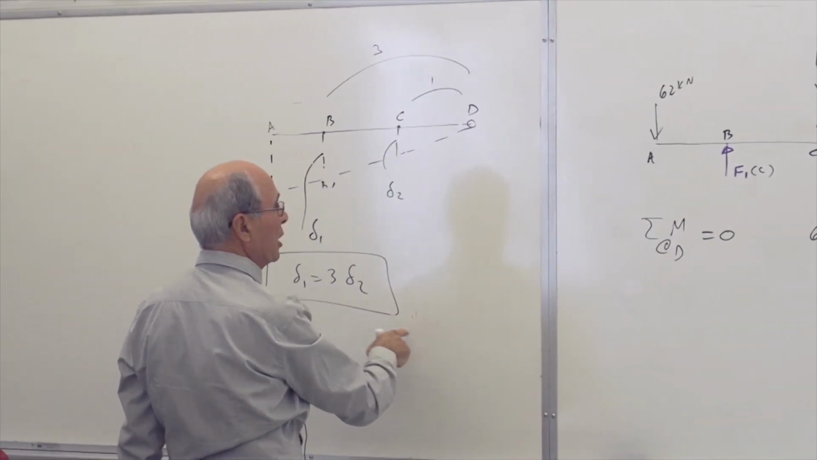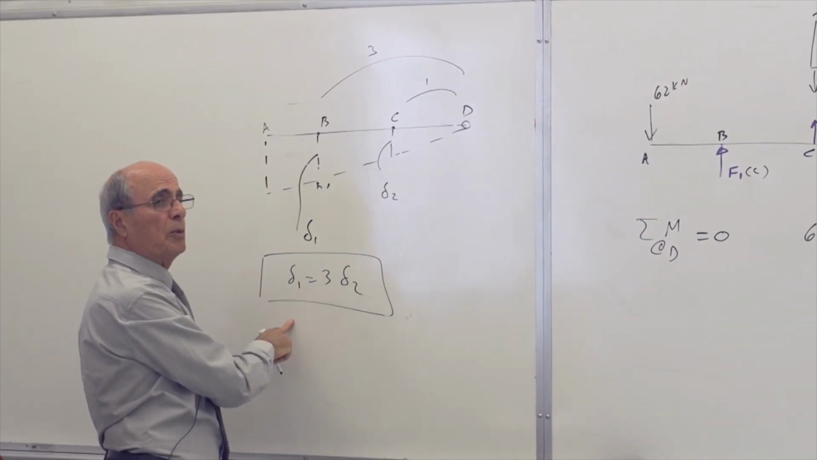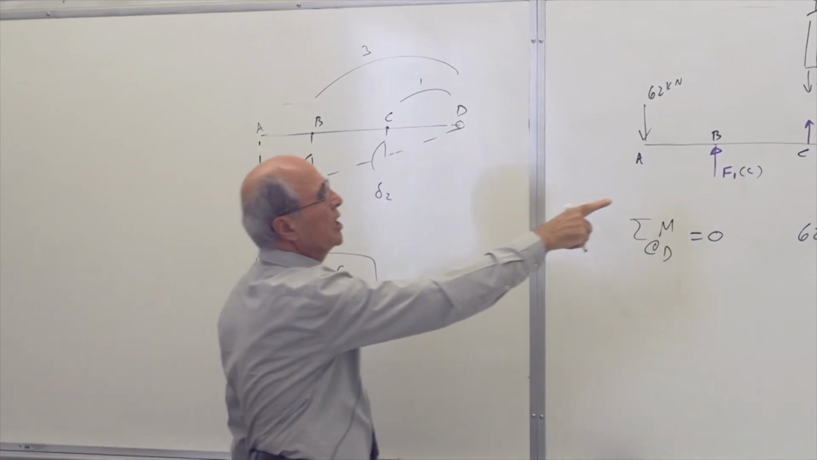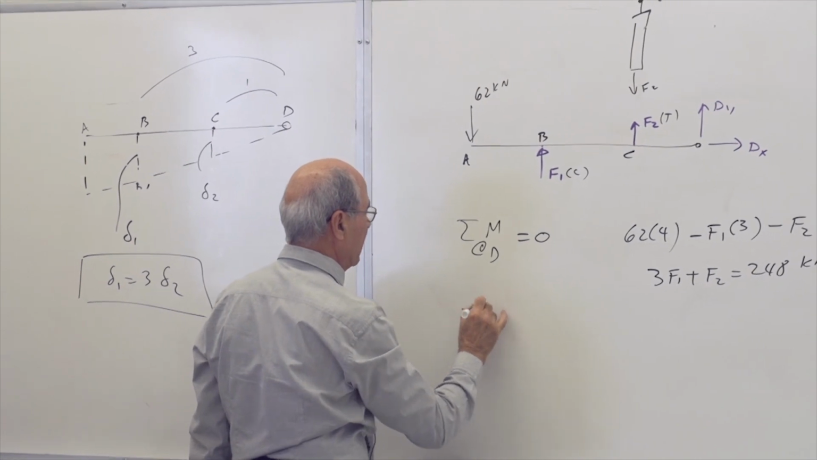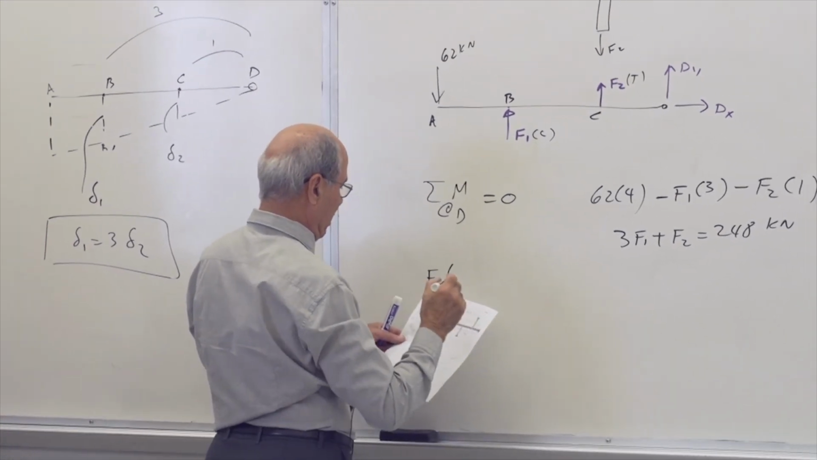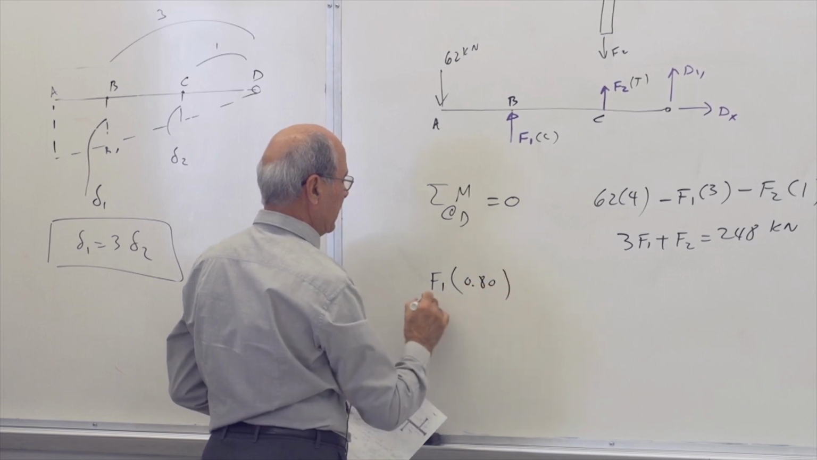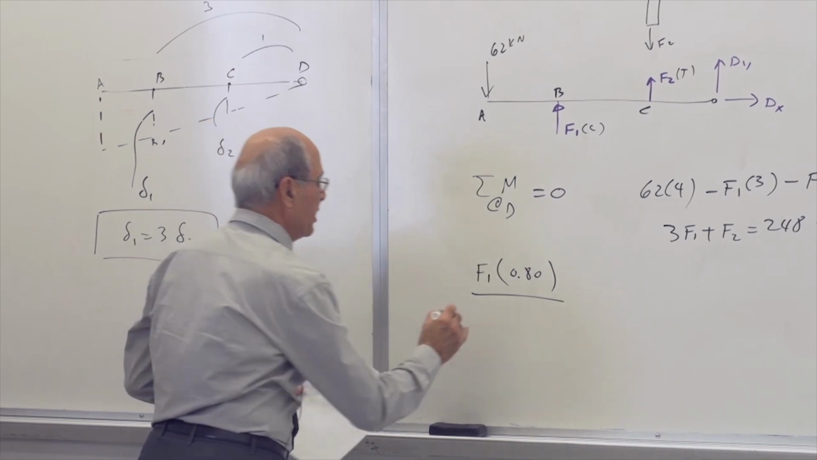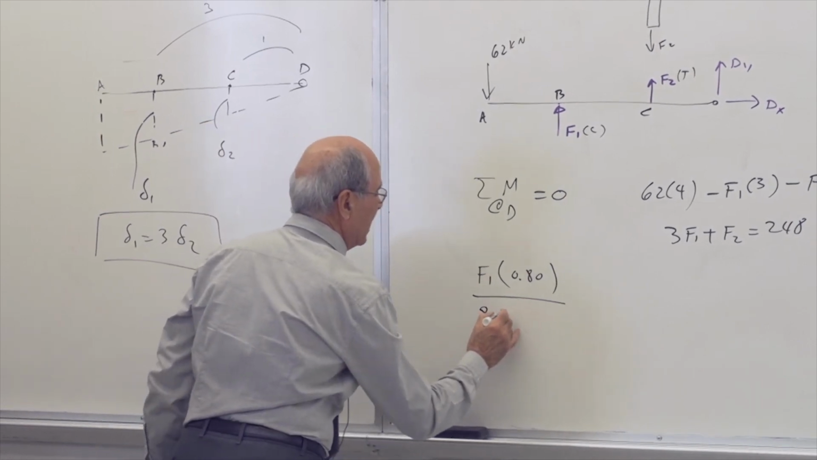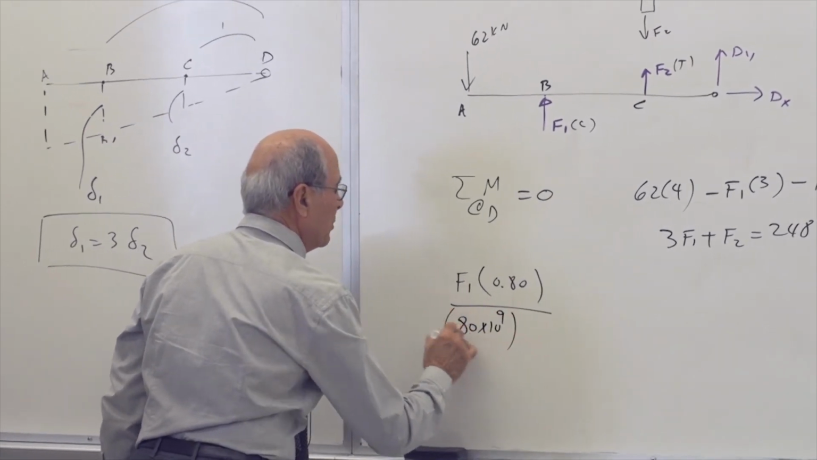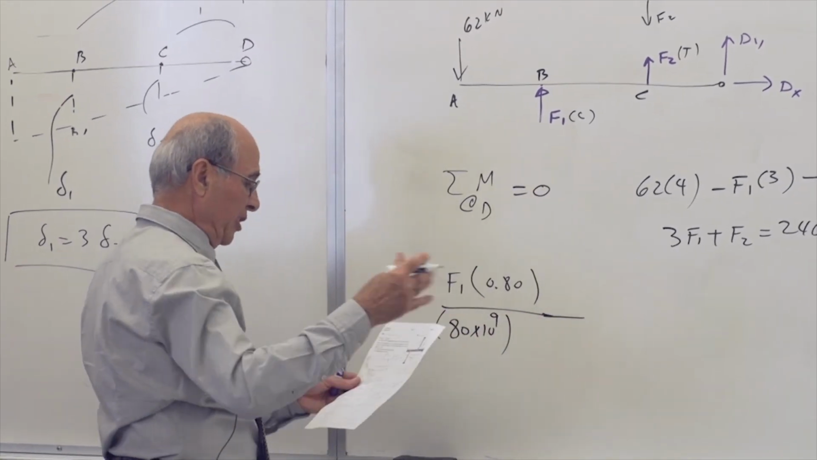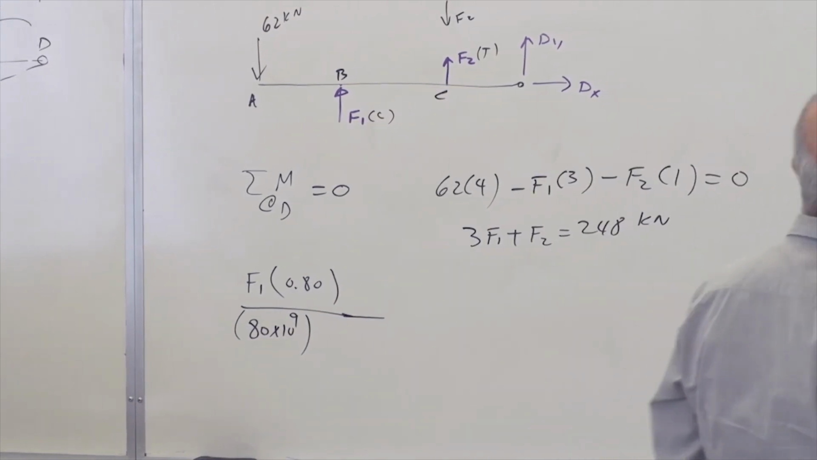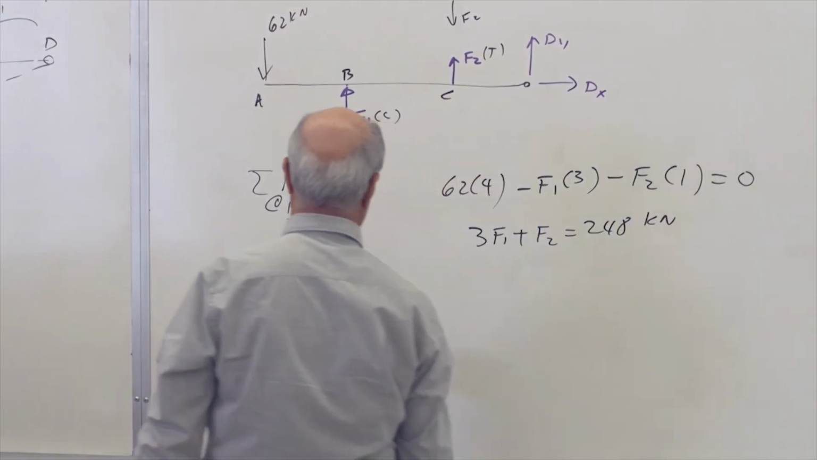Nevertheless, writing this equation in the formula, each delta equals PL over EA. But what is P here? P here is F1. So all you have to do is the following: F1 times L. L was equal to 0.8 meter, given to you, yes or no? Divided by EA. E was 80 GPa, times 10 to the power of 9, multiplied by area. Fortunately, the area is the same, so the area is going to be eliminated. However, we have to put it there for future understanding.